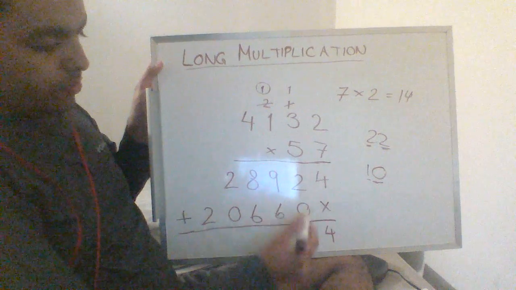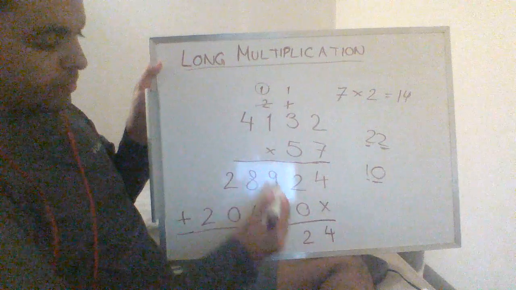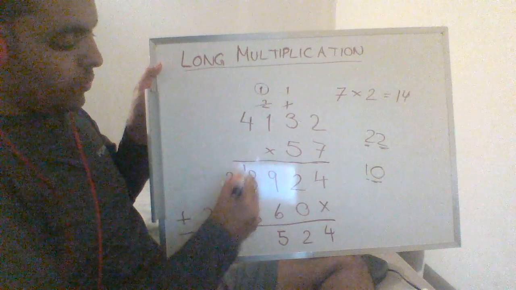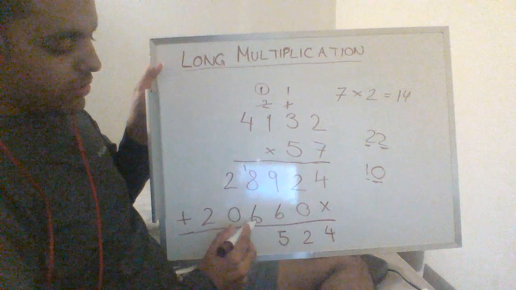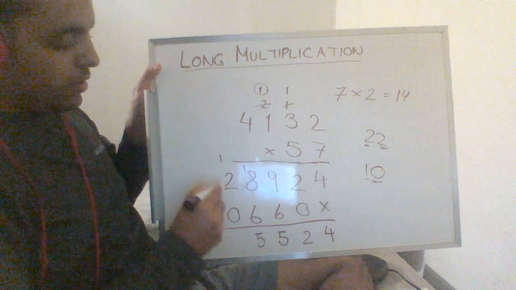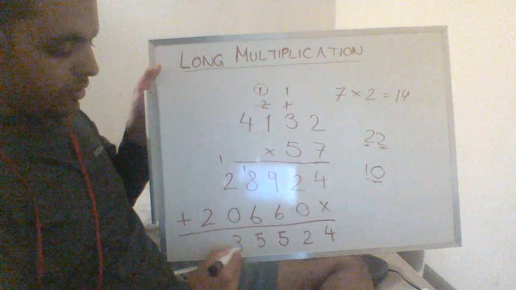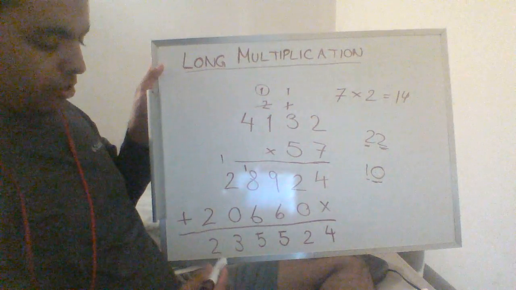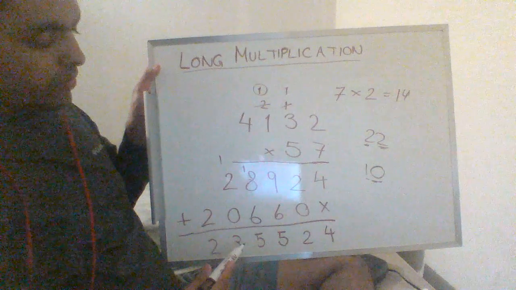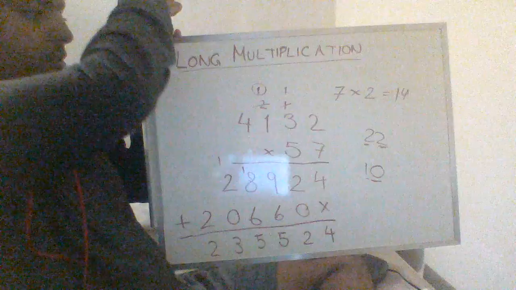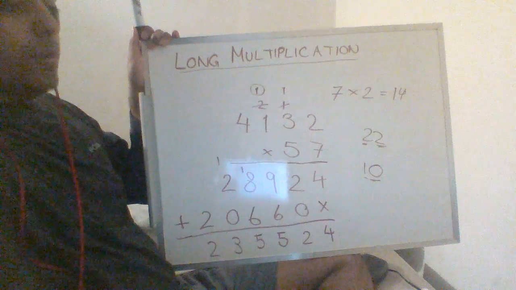2 plus 0, that's just 2. 9 plus 6, that's 15, and you carry the 1. 8 plus 6 is 14, plus 1 is 15, carry the 1. 2 plus 1 is 3, and the 2 is just a 2. So your final answer should be 235,524, and that's what matches my answer from earlier, which matches the calculator.